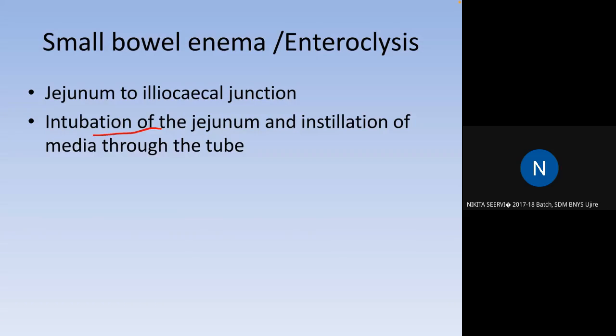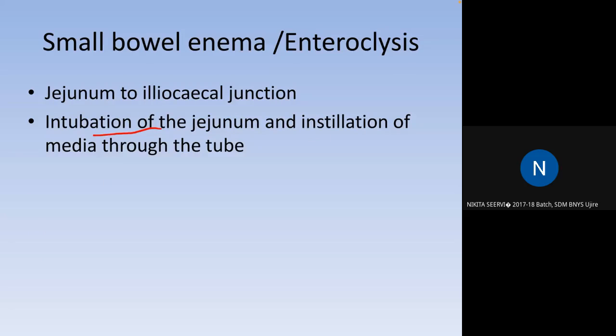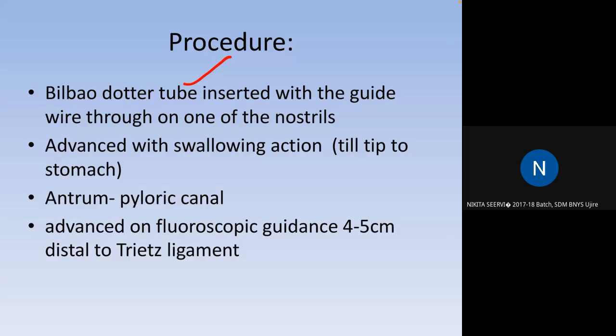You put a tube and then you put the contrast through that tube, and this is how small bowel enema is known as. This is known as enteroclysis. Okay, the same thing again, that a tube is used. The name is not important, and a guide wire is passed.